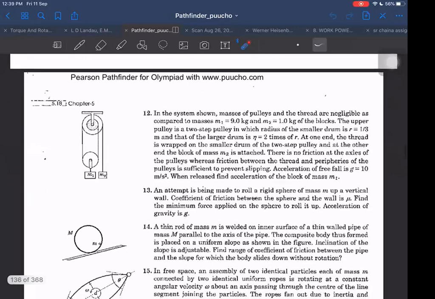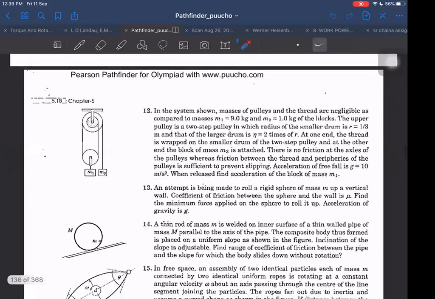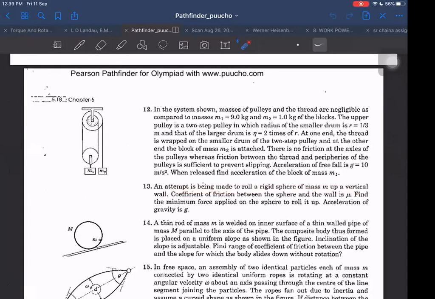An attempt is being made to roll a rigid sphere of mass m up a vertical wall. The coefficient of friction between the sphere and the wall is mu. Find the minimum force applied on the sphere to roll it up. Acceleration of gravity g. Minimum force applied to roll it up.